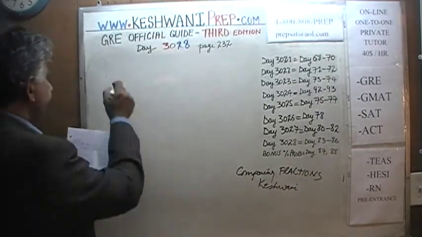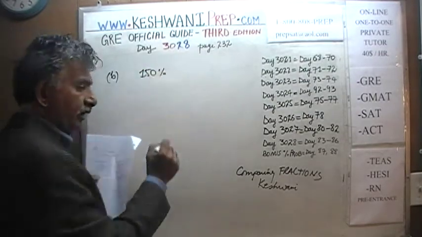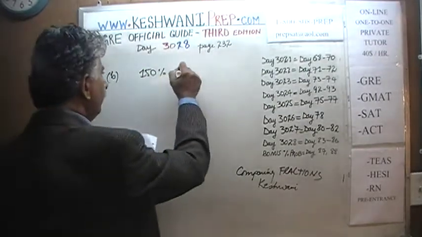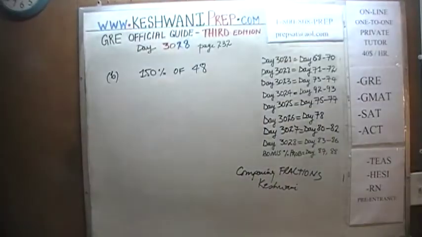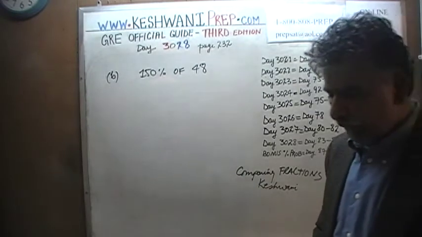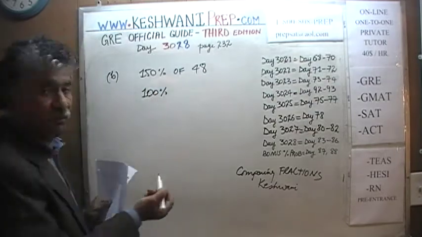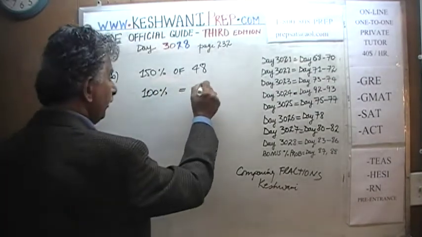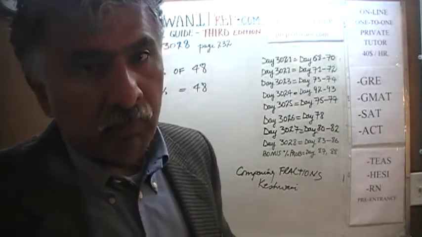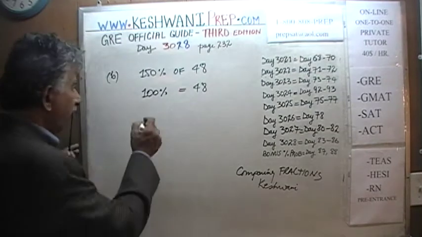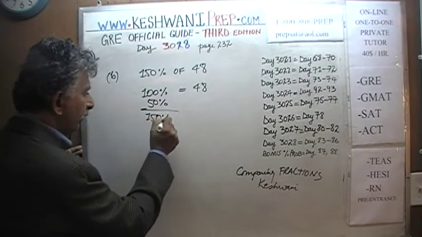Part B. Part B is asking us for 150% of 48. How do we go about it? Again, we can go in a very traditional way, or we can look at it this way. We know 100% of 48 is 48. We are not interested in 100%. We want to know what 150% is. Well, that's very simple. Add on 50% to it. Add another 50% and you will have your 150%.